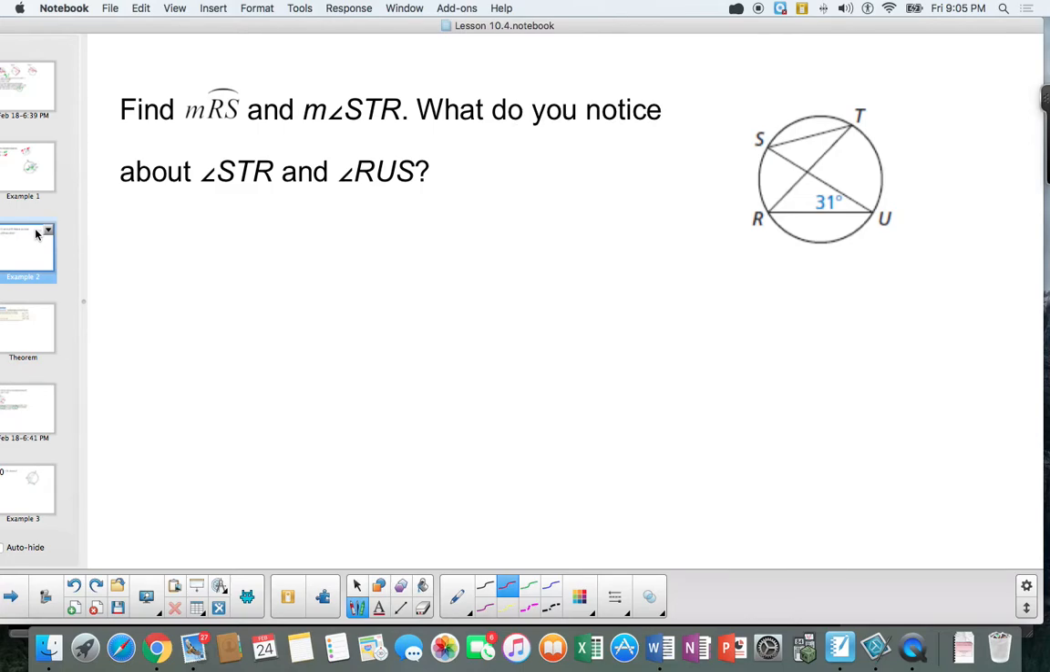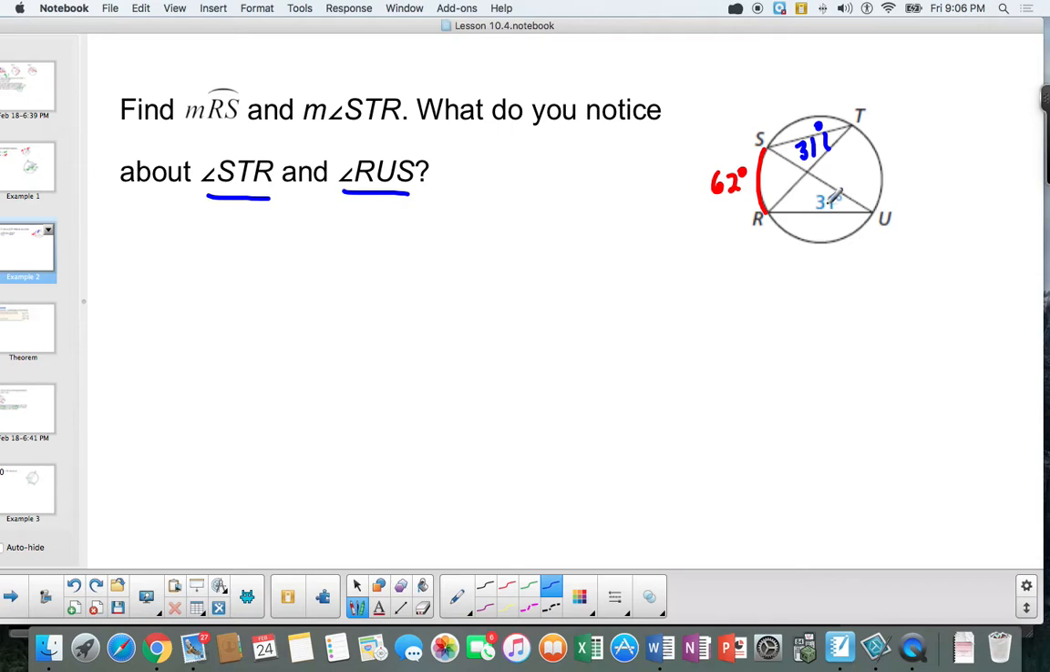Okay, let's take a look at RS. Now this is an inscribed angle, so that makes this 62 degrees. Now let's take a look at angle T right here. Angle T is an inscribed angle and it intercepts 62 degrees, so that forces this to be 31 degrees. So what did we notice? Well, we noticed that these two are congruent. Kind of makes sense. They are sharing the same arc.